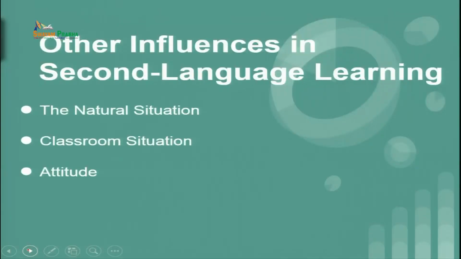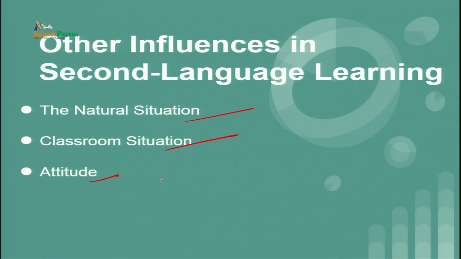Now, going on to the next important slide, it says: what are the other influences in second language learning? There are three important notes mentioned over here. First is the natural situation, the second is the classroom situation, and the third is the attitude. So, let us go step by step and find out what the natural situation means.